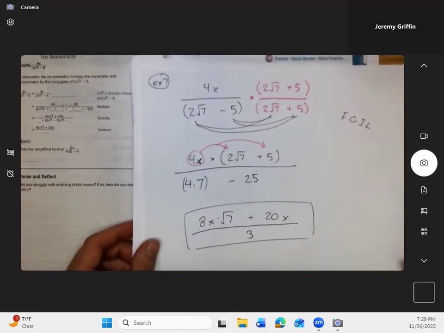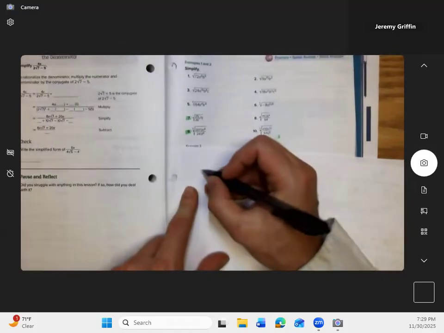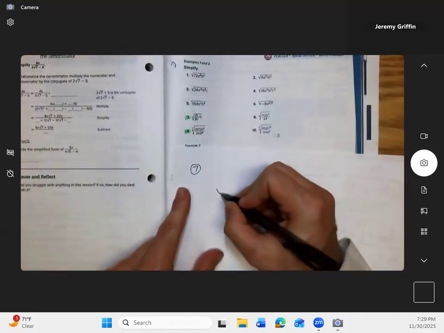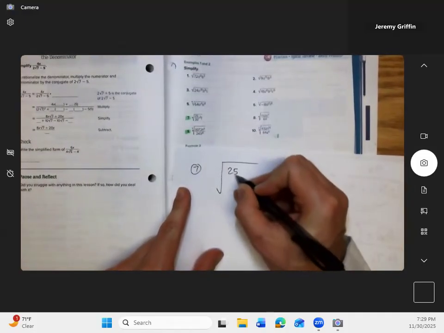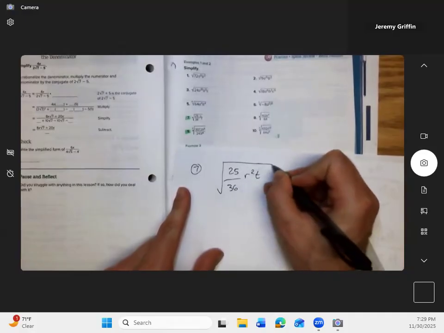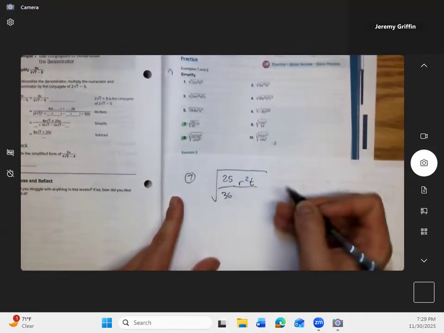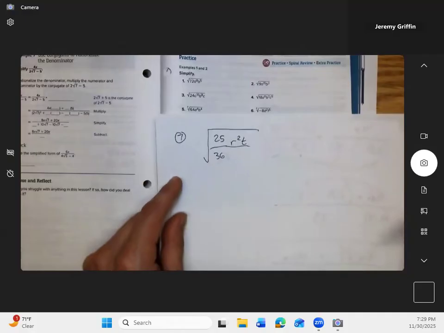Now let's jump into the book puzzles. All right, I've got some pre-highlighted. Number 7: what's the square root of 25 over 36, and there's an r squared t that's still underneath the radical. They wrote it to the side of the fraction, but you could totally just bump that into the numerator of the fraction. It's the same thing.